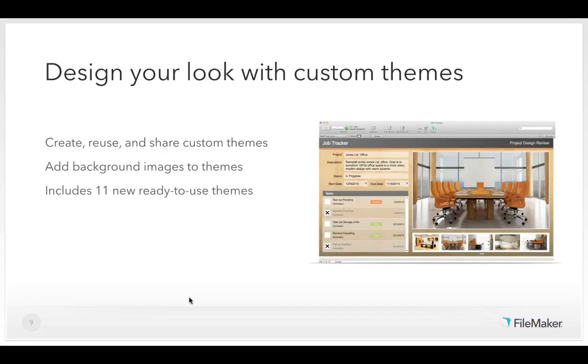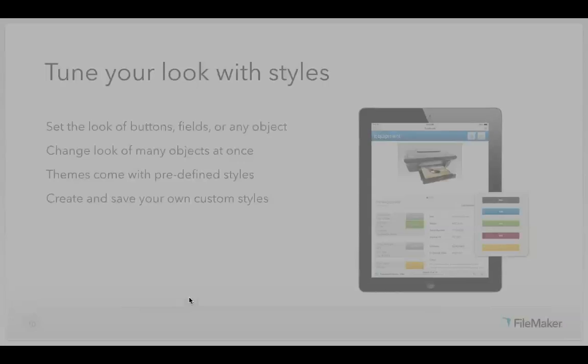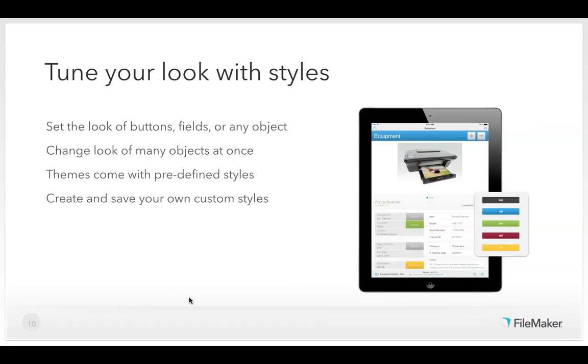Now, beyond that, we've added a feature that allows you to further dig in and tune your look, tune your themes the way you want. That feature is called styles. If you ever used a word processor, you'll understand how to use styles. Think about a typical document. You might have a series of headers in the document. Now you can go in and change one header, or you can go ahead and change the style of the header, and all your headers will update all at once.